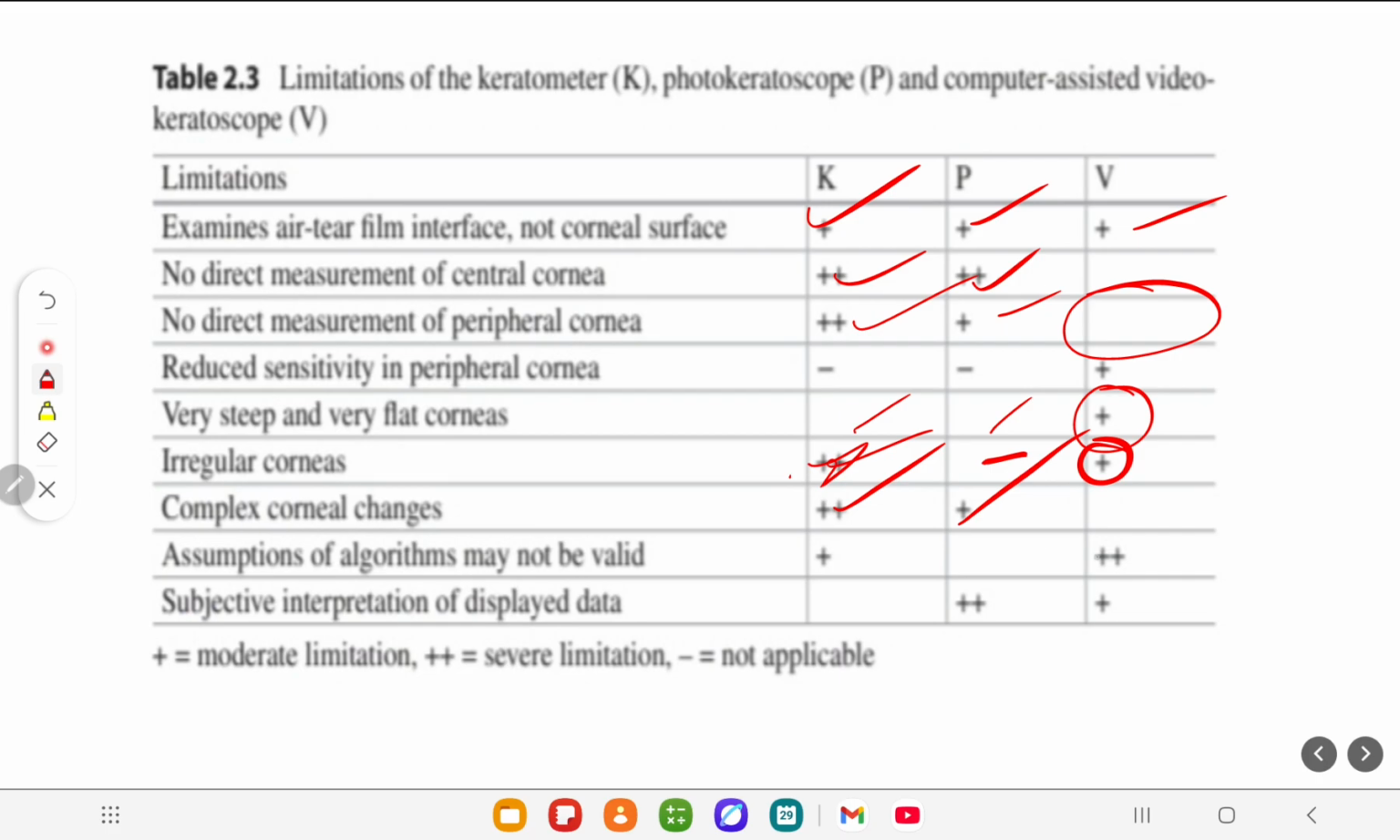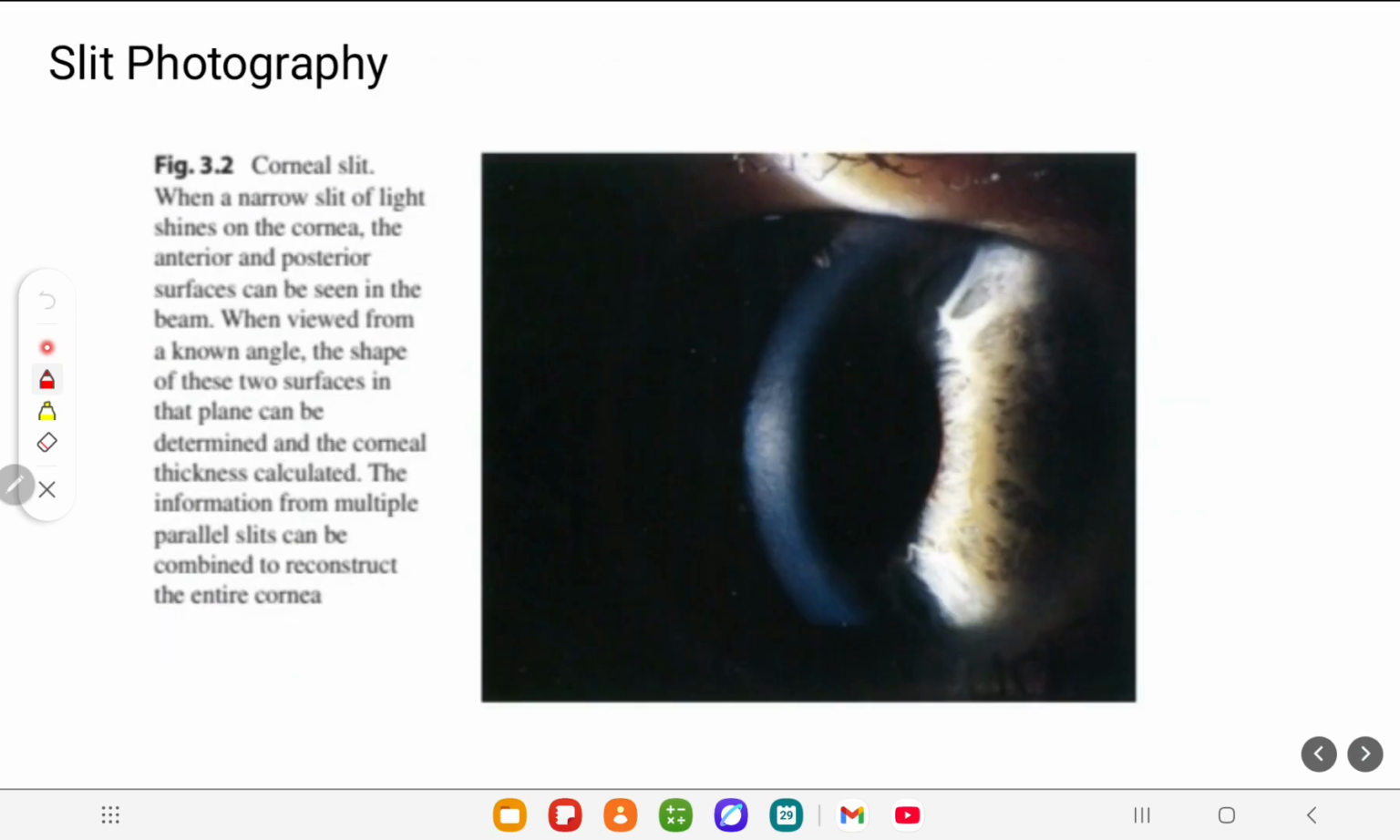I don't think so. The reason I am not able to explain this concept is that I haven't worked with this instrument, especially computer video keratoscopy and photokeratoscopy. That's why I feel something is a little bit difficult to explain, because I cannot vividly remember these things. I only talk about theoretical aspects. So subjective interpretation of the display data. Yes, interpretation is always needed, and that's what makes you an optometrist, isn't it?